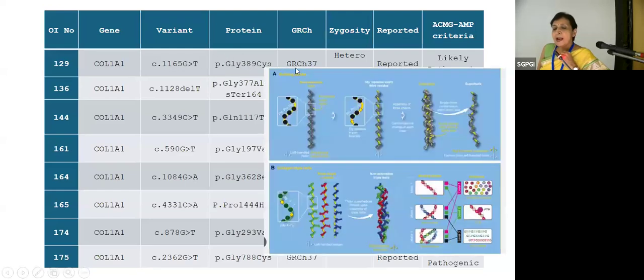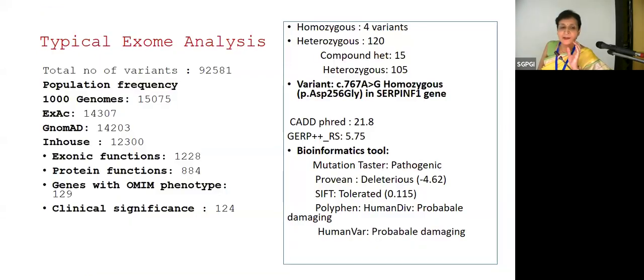There is a triplet of these peptides, and here you know that every third is glycine. And glycine is very important. If it is replaced by a bulky amino acid, then it causes problems in triple helix formation and will be damaging. So any variation in the glycine residue which is reported will be considered as pathogenic or likely pathogenic.